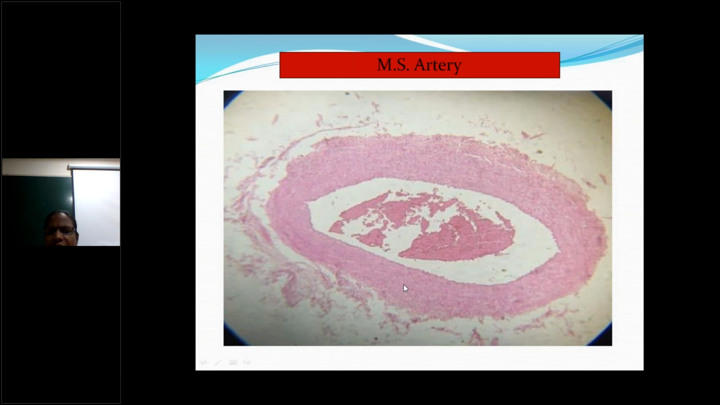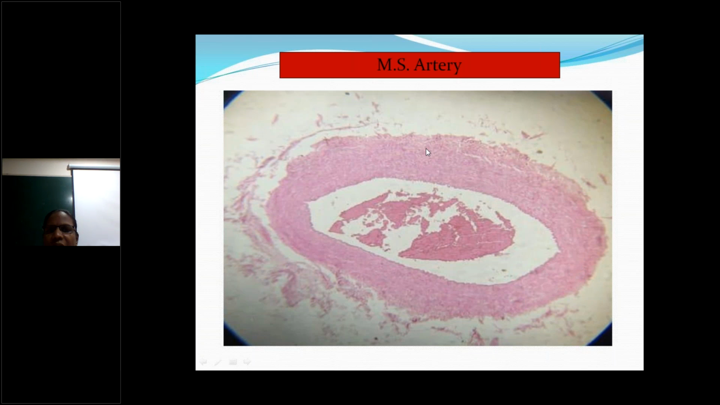Here, tunica media and tunica adventitia will be equal in amount. Tunica media contains more number of smooth muscle fibers. That's why we call it muscular artery. And tunica adventitia has general connective tissue fibers with vasa vasorum, same as before. Here additionally, between the tunica media and tunica adventitia, external elastic lamina is present.